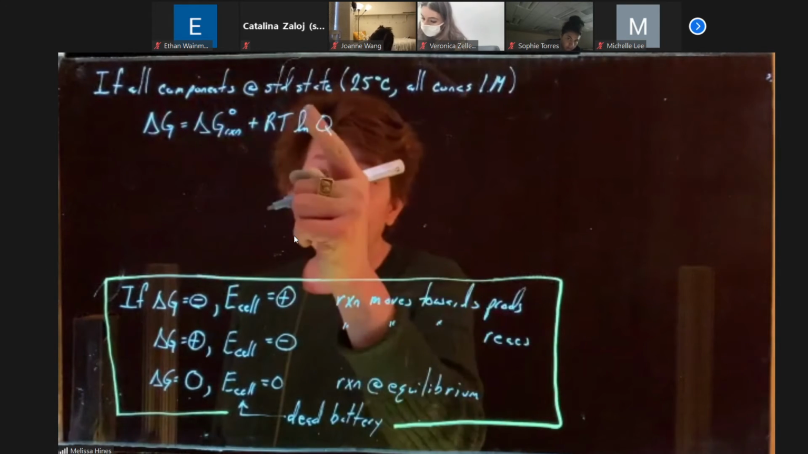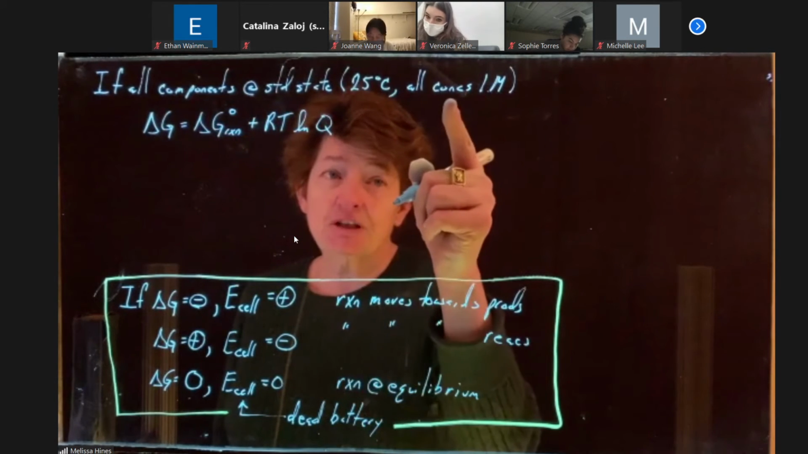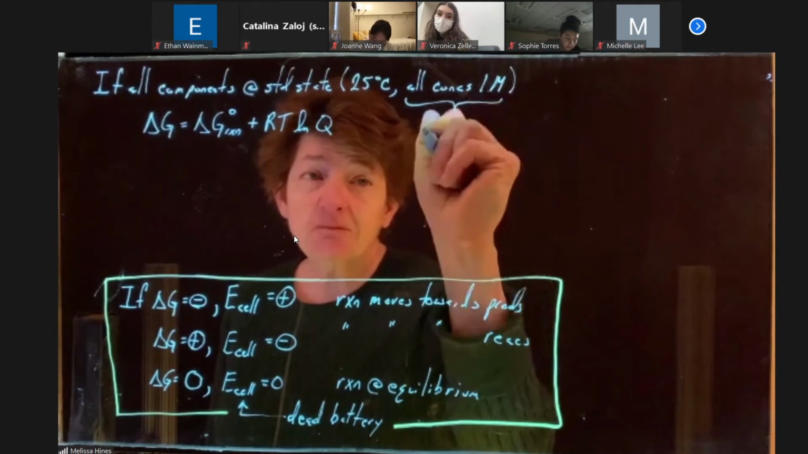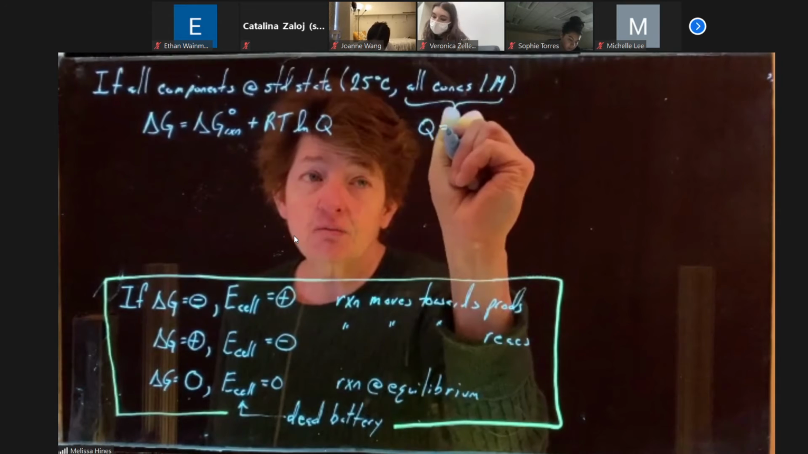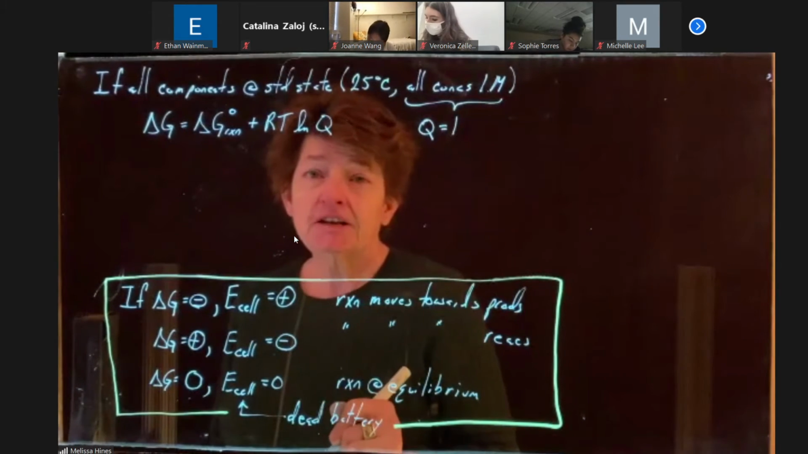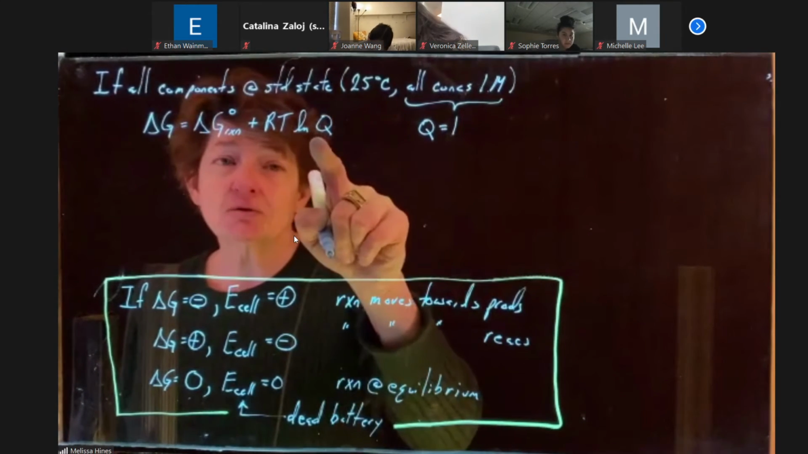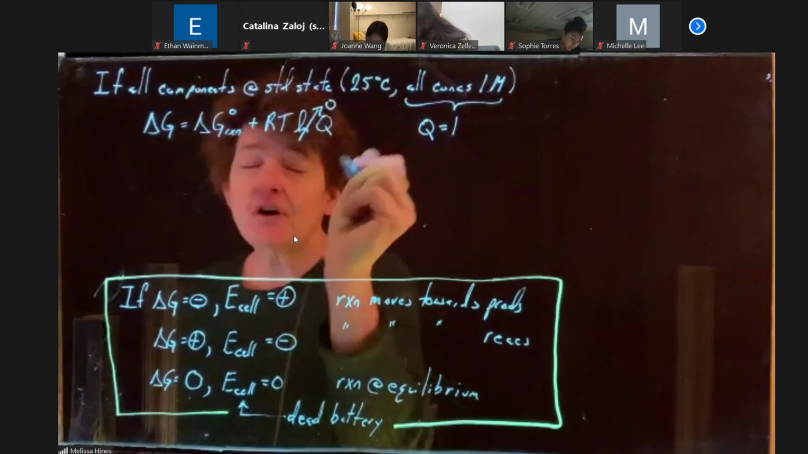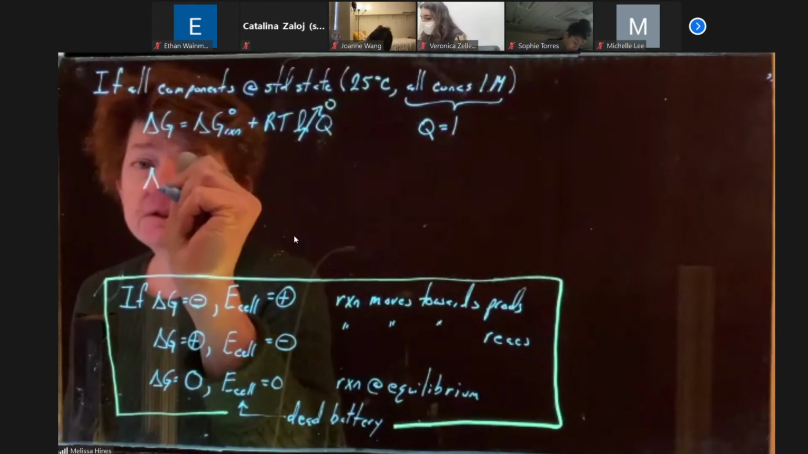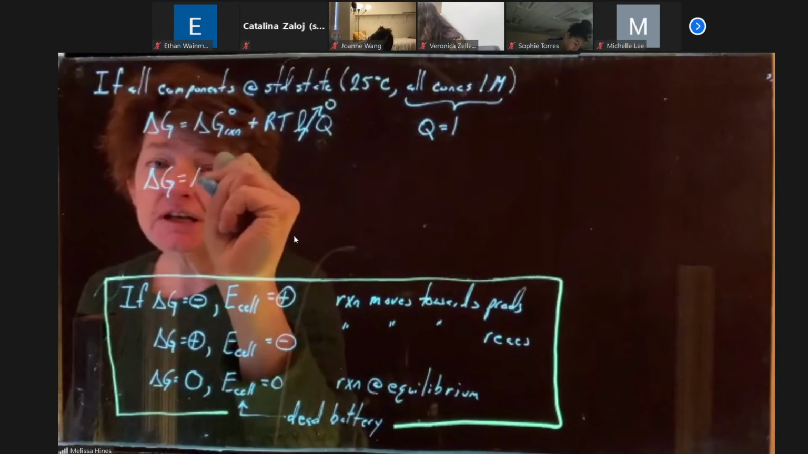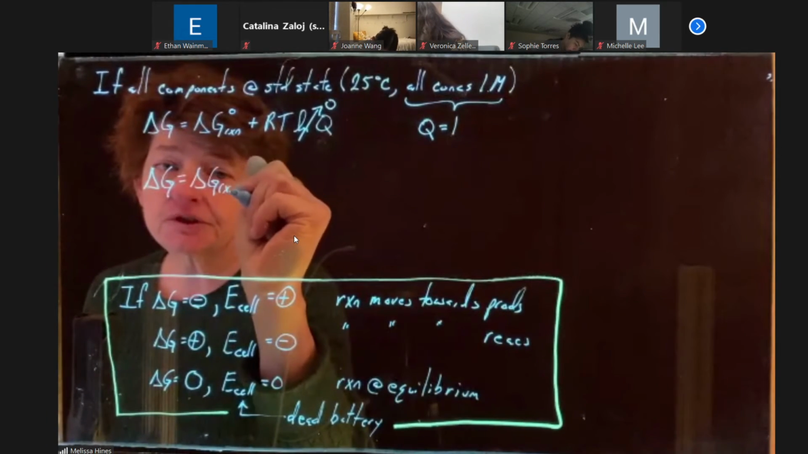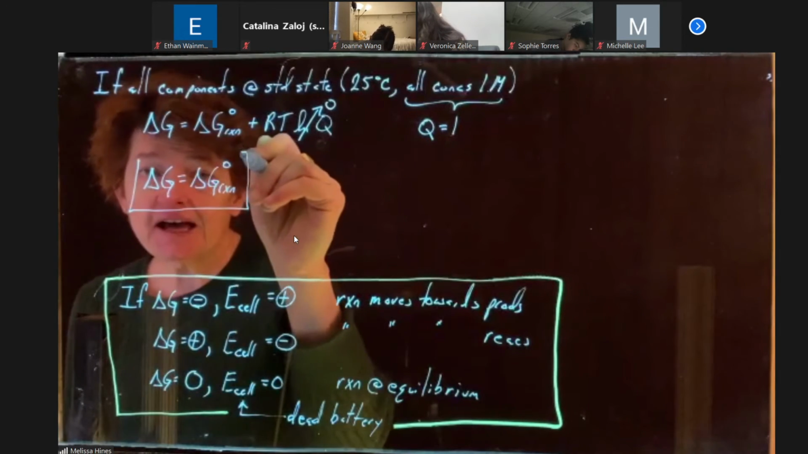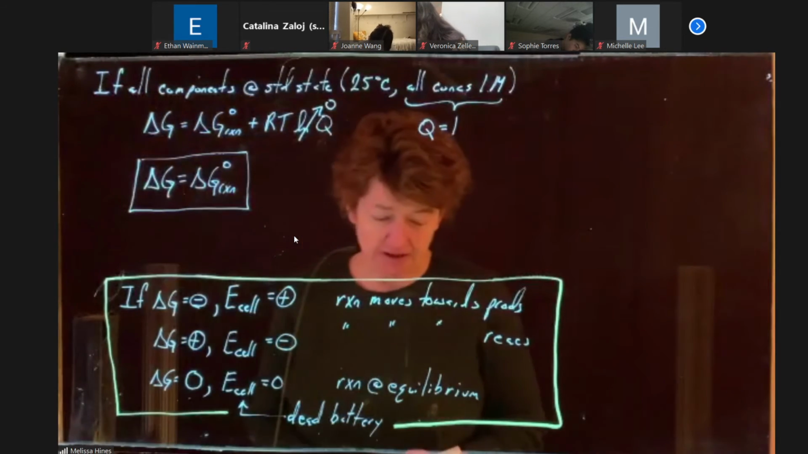However, if all of our components are at standard state, which means all of our concentrations are 1 molar, what that means is our Q must be equal to 1. If our Q is equal to 1, the natural log of 1 is going to be 0. So if all components are at standard state, our delta G is just going to be equal to delta G reaction naught. Okay. So that's what we're going to have when we are at standard state.